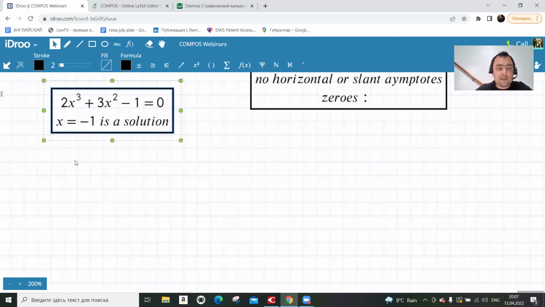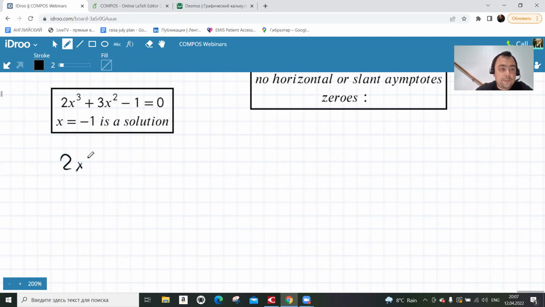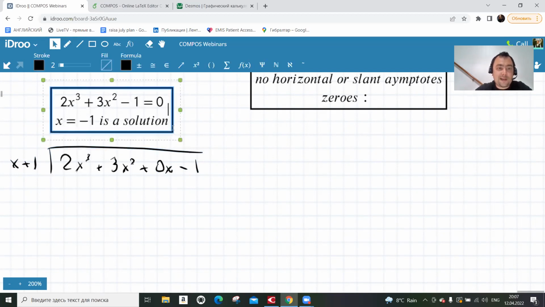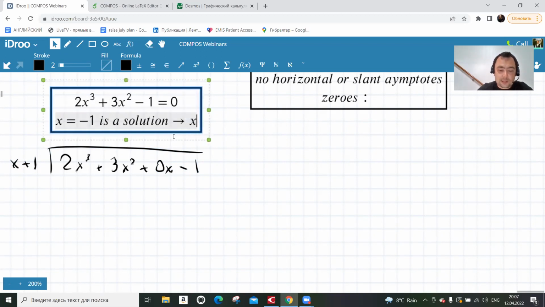In order to find the other solutions, I'm going to do 2x cubed plus 3x squared plus 0x, because there's no x here, minus 1. And I'm going to divide it by x plus 1. I'm dividing it by x plus 1 because from the factor theorem, x plus 1 is a factor.